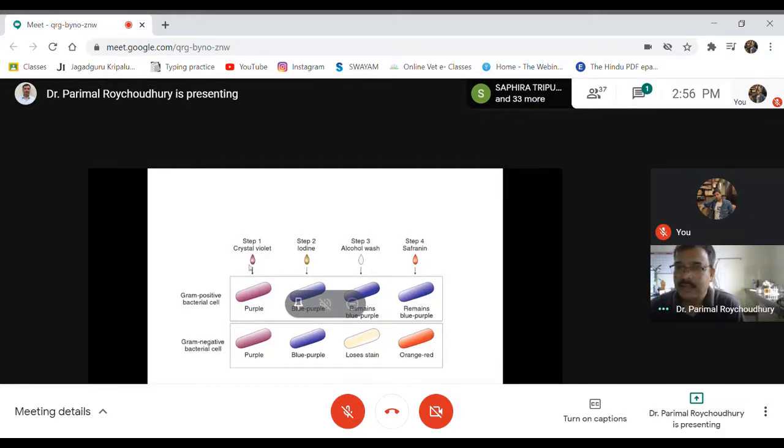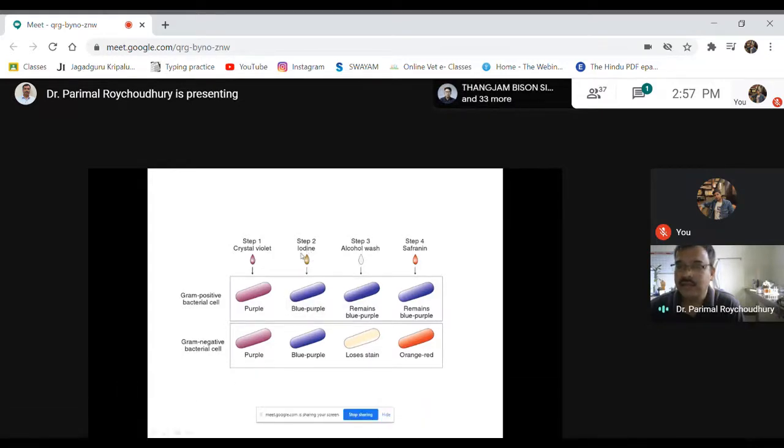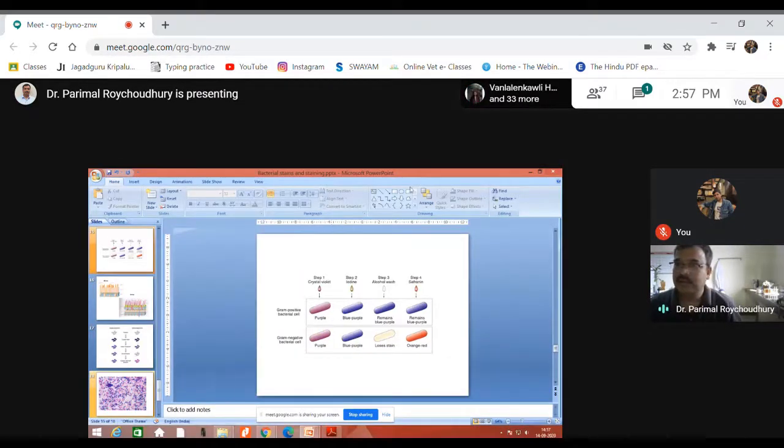The second component of gram staining is called a mordant, M-O-R-D-A-N-T. This mordant is a chemical mordant. Here we use what is called the gram's iodine. It's an iodine solution, an iodine and potassium iodide mixture. Now the question arises, what is a mordant?